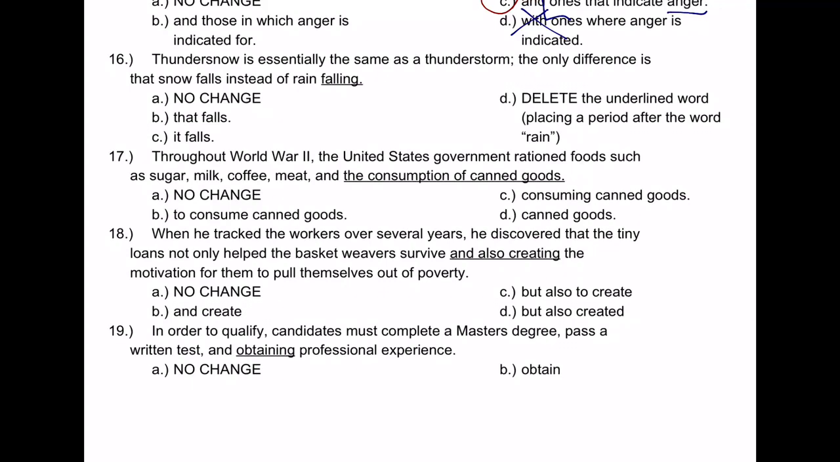So 16, thunder snow is essentially the same as a thunderstorm. The only difference is that snow falls instead of rain falling. So it's tempting to try to line up snowfalls and rainfalls and make them parallel, but in this case, we are just making snow and rain match up and snow falls instead of rain. We can delete falling or that falls or it falls.